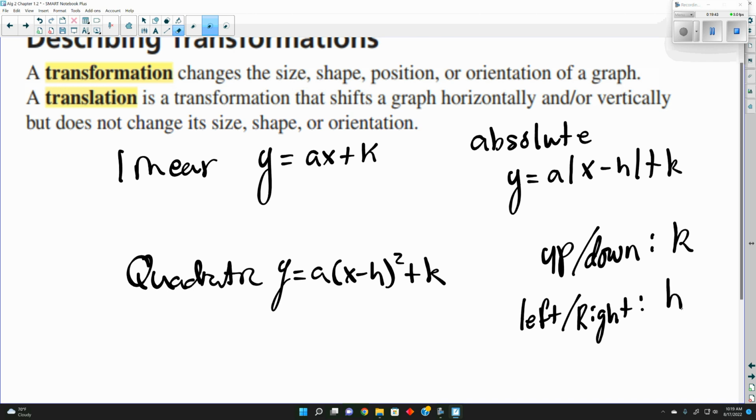The left and right will be the value of h. Now this one here is a little bit funny because, again, if h is positive, it's going to move to the right. If h is negative, it's going to move to the left.